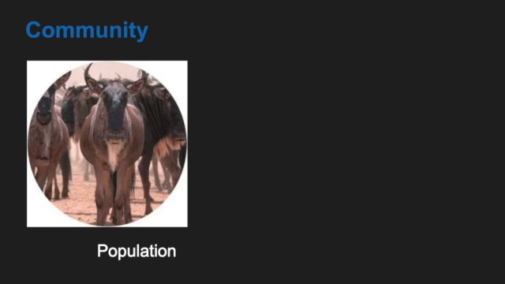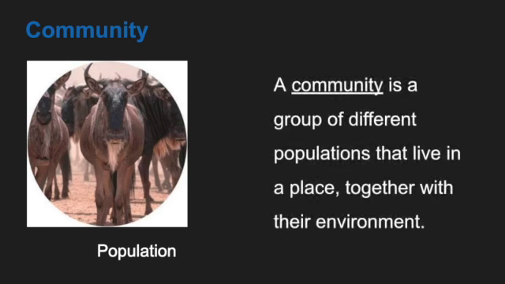So now we're going to move a little bit larger. You get into community. A community is a group of different populations that live in a place together with their environment. So different populations. Let's go back to our Lion King example. Think about that clip that we watched. What is a community that you see in our Lion King example? You want to make sure you have different populations, so therefore different species that live in an environment together, okay?